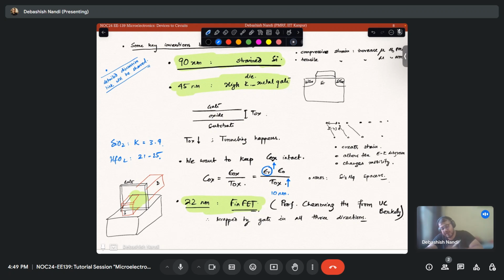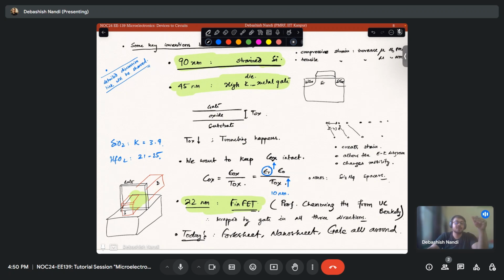Okay, and nowadays in today's research you have fork sheet, nano sheet, gate all around. Gate all around means you wrap the gate from all four sides. It's kind of like a sheet. The channel is in between and the gate is all around. That is called gate all around, or GAA MOSFETs.